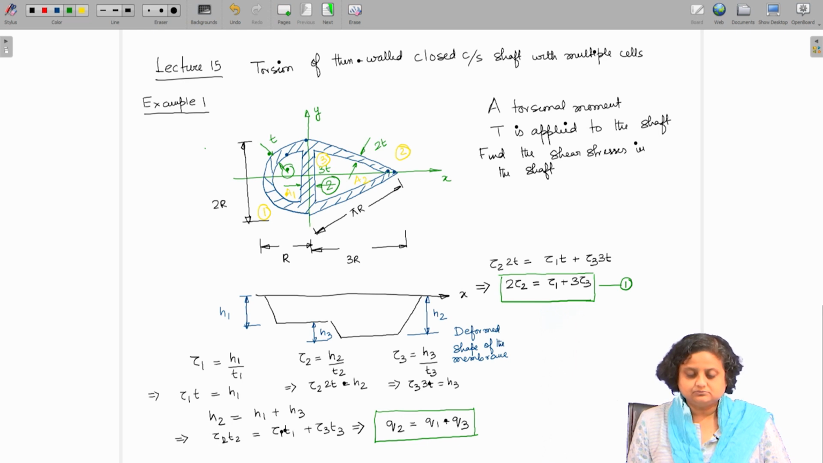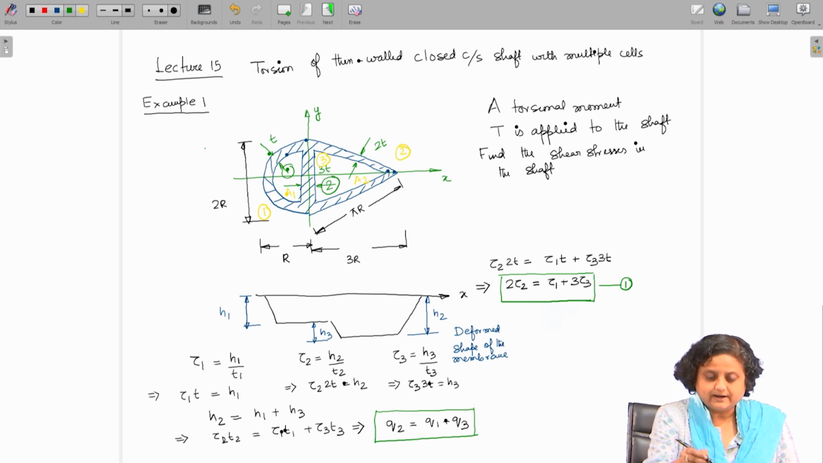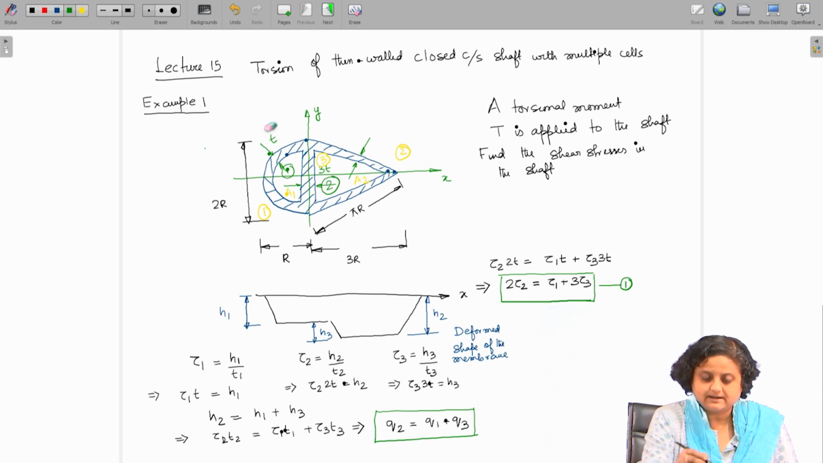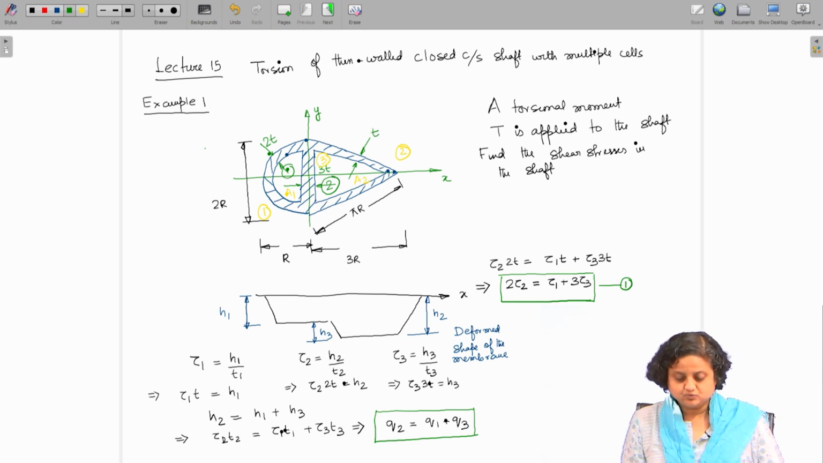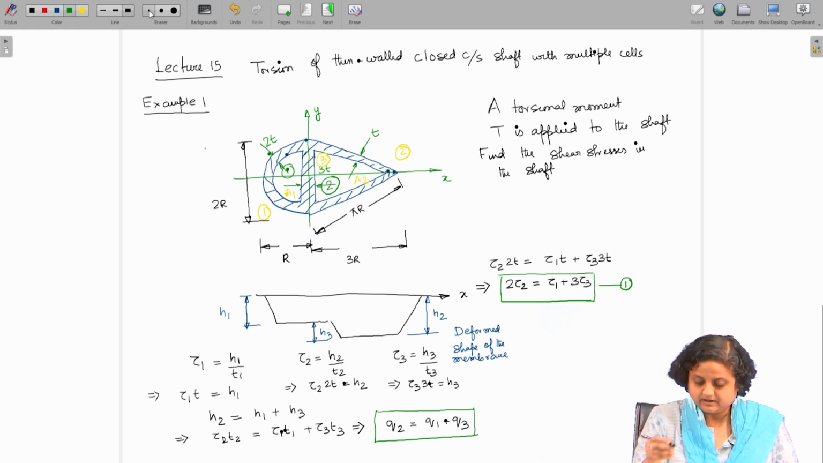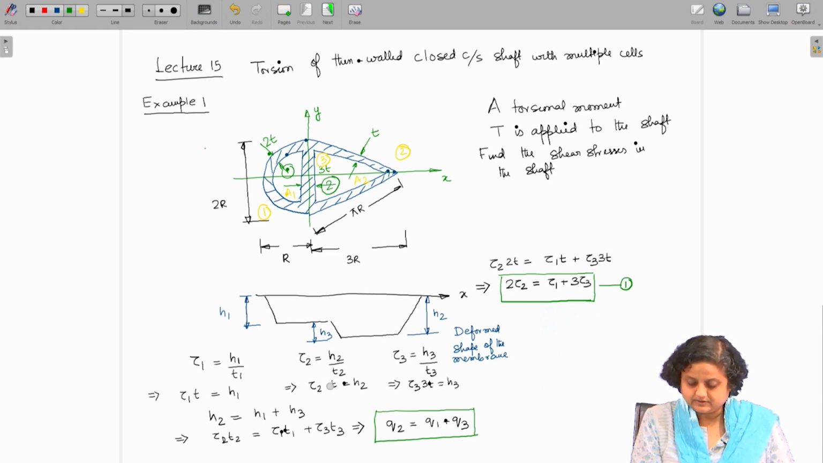Sorry, I just made a small mistake. This should be T and this should be 2T. So, this is 2T and this is T. If this is 2T and this is T, then I have to make small corrections here.